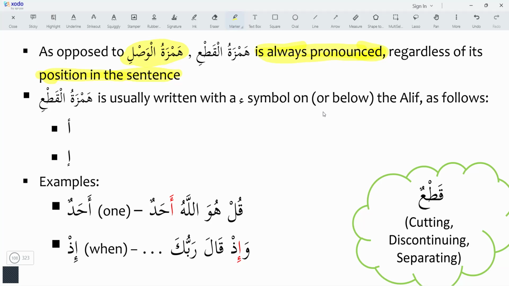Hamzatul Qat'i is usually written with Hamza below the alif or on the alif. We can write it both. Below the alif or on the alif. Like this is above the alif. This Hamza is on the alif. And this Hamza can be written below the alif. So whatever is its position in the sentence, we will pronounce this Hamza.